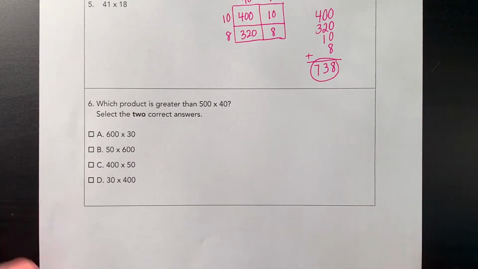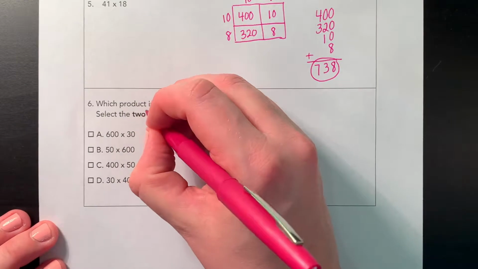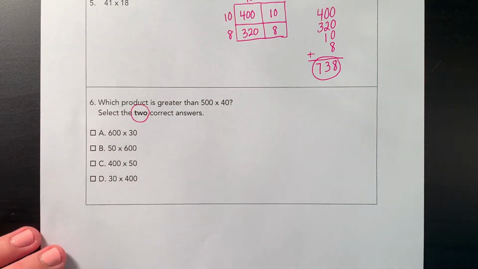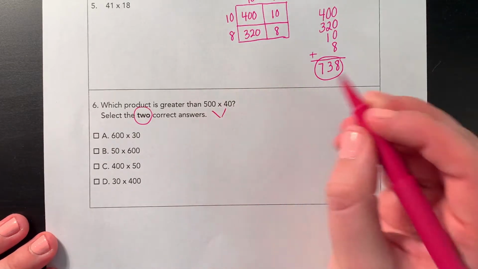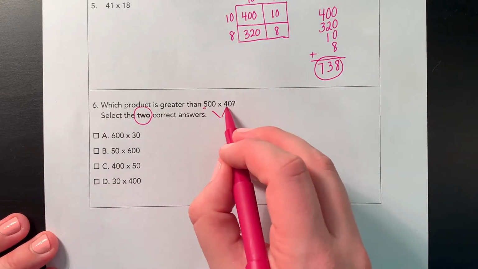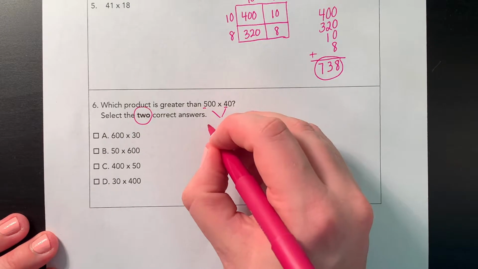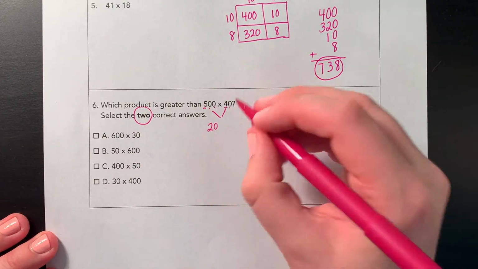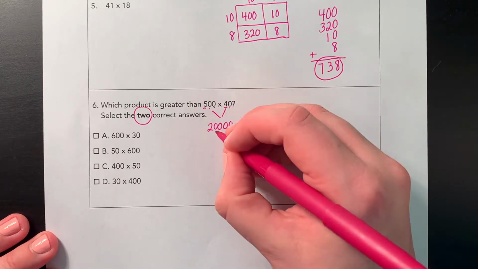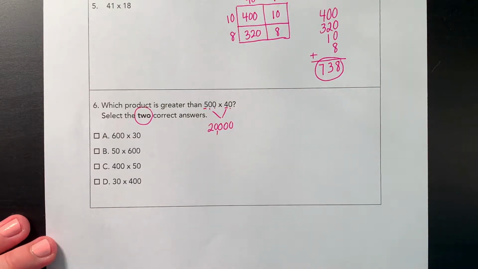Okay, number 6. Which product is greater than 500 times 40? Select the 2 correct answers. Make sure you're always looking at how many answers there are, because you will see that on the test. So I know that 500 times 40 is 5 times 4 is 20. And then I have 1, 2, 3 zeros to add. So I know the answer is 20,000.